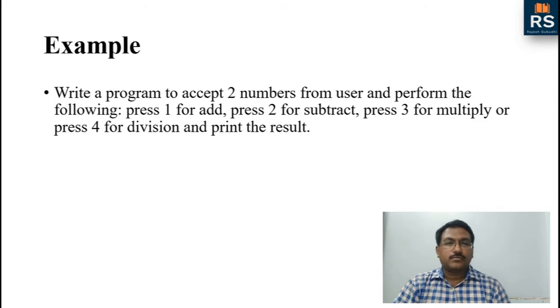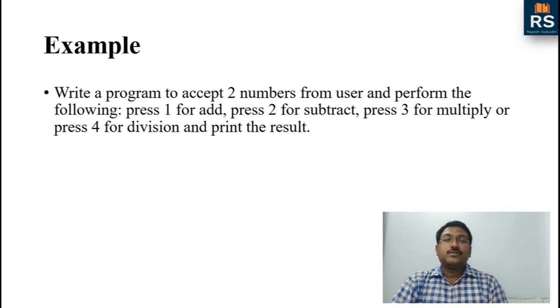After accepting two numbers from the user, if the user gives 1, we have to produce the addition of two numbers. If the user gives 2, then we have to produce the subtraction of two numbers. If the user gives 3, we have to produce the multiplication of two numbers. If the user gives 4, we have to print the division of two numbers. Which two numbers? Those two numbers given by the user.